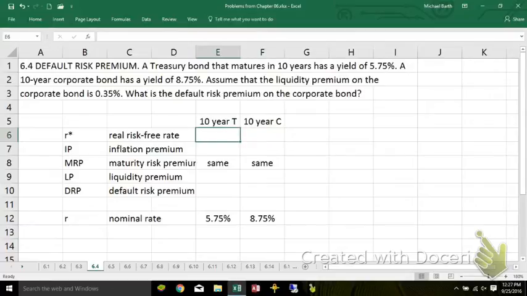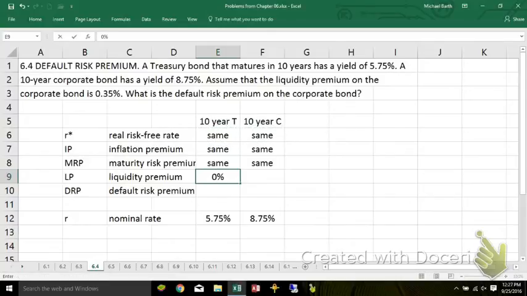The real risk-free rate, they don't tell us what it is, but it's going to be the same for both of them. The real risk-free rate doesn't depend on who you lend to, it's just to entice you to lend at all. And same with inflation, since these are both 10-year securities, inflation is going to average the same for both of them over the next 10 years. So the real risk-free rate, the inflation premium, and the maturity risk premium have absolutely nothing to do with who you lend to. They really have to do with how long you lend. So it's the same for both.